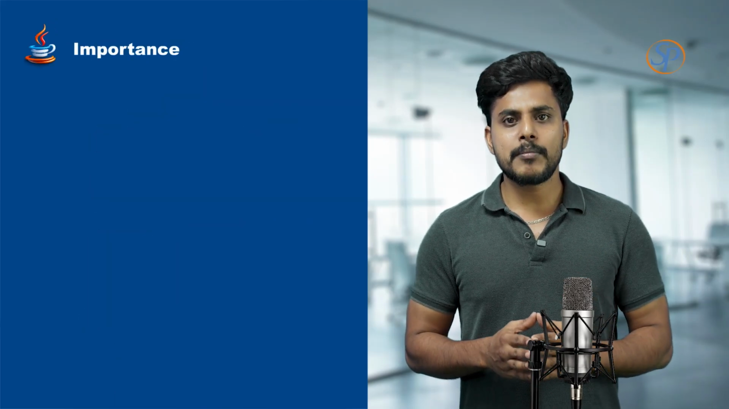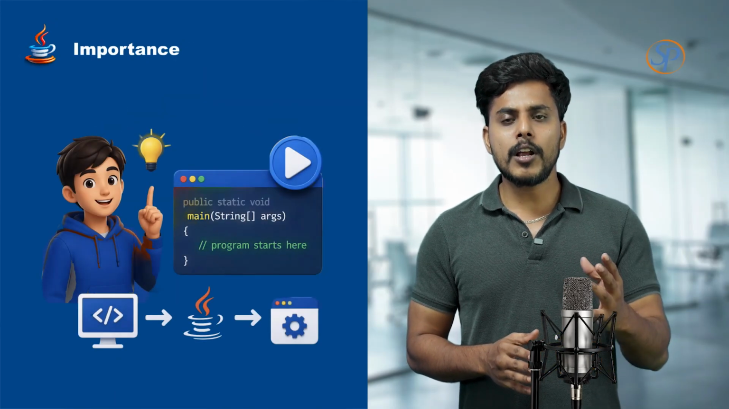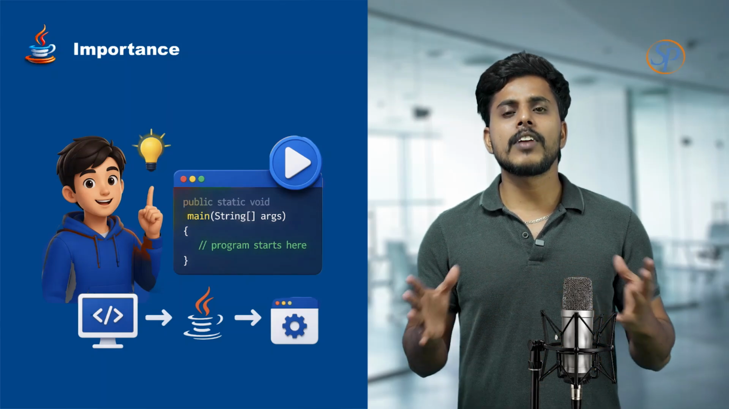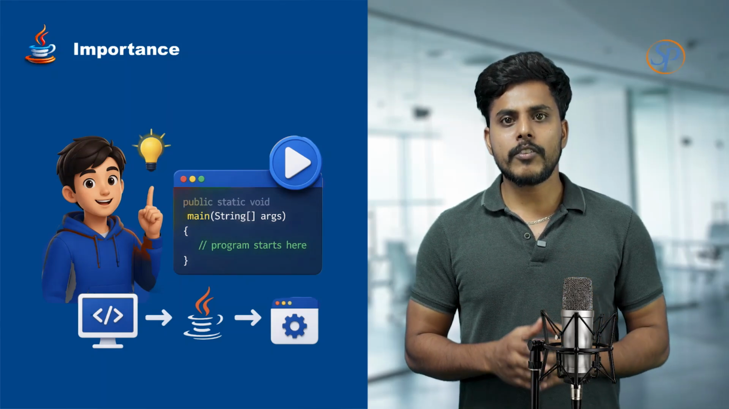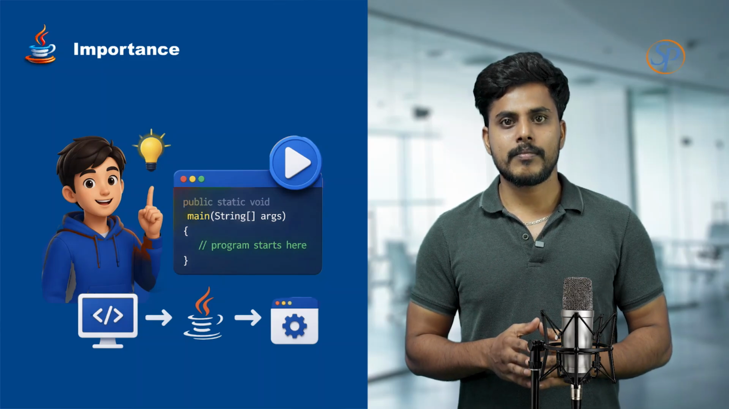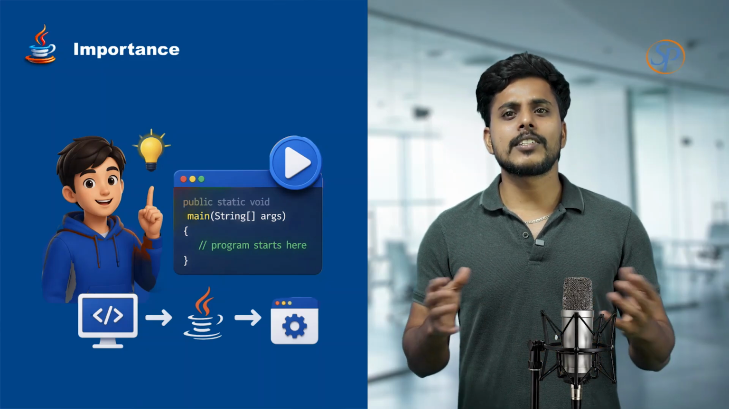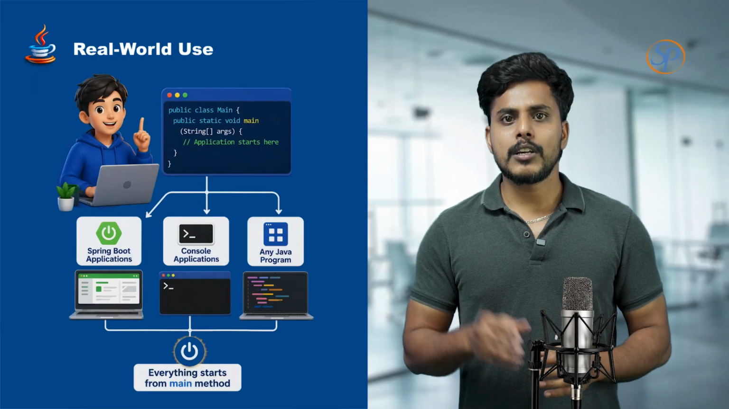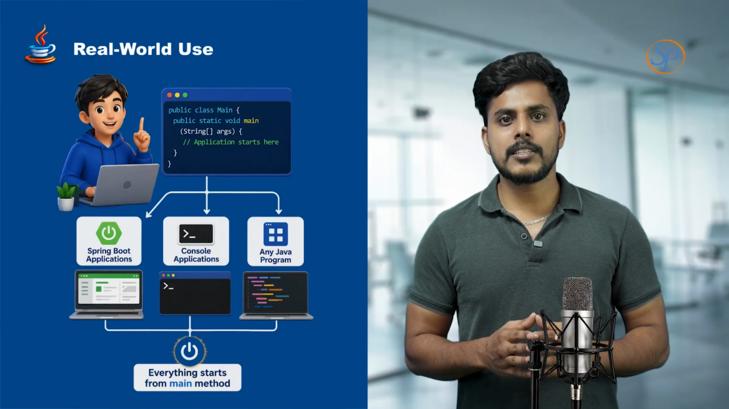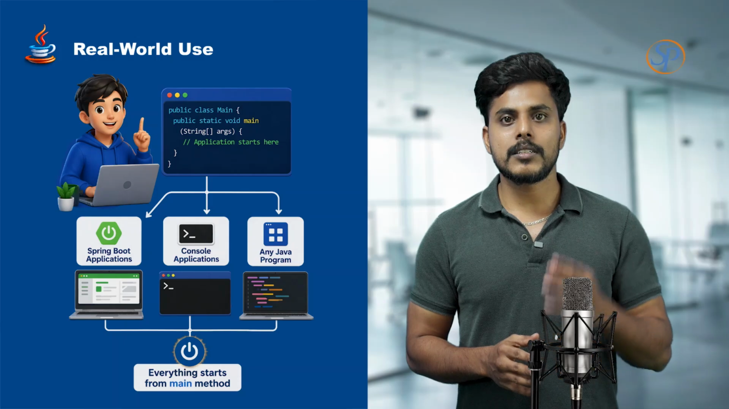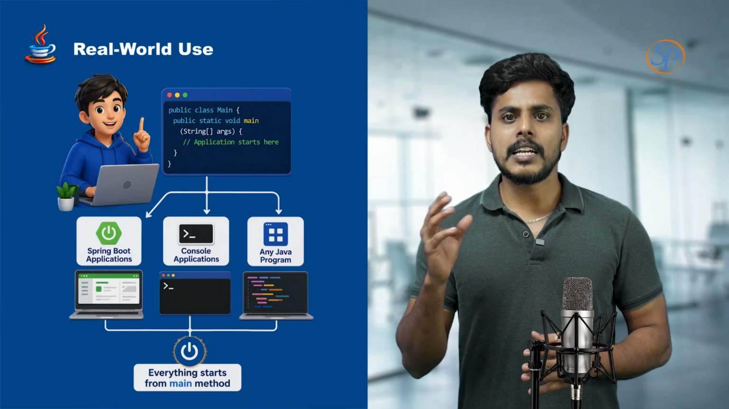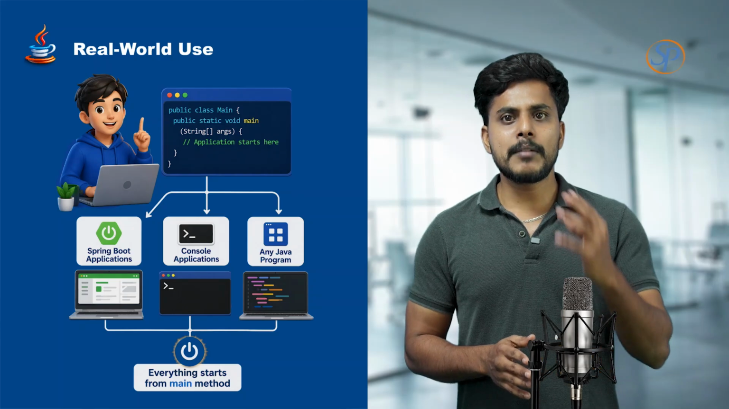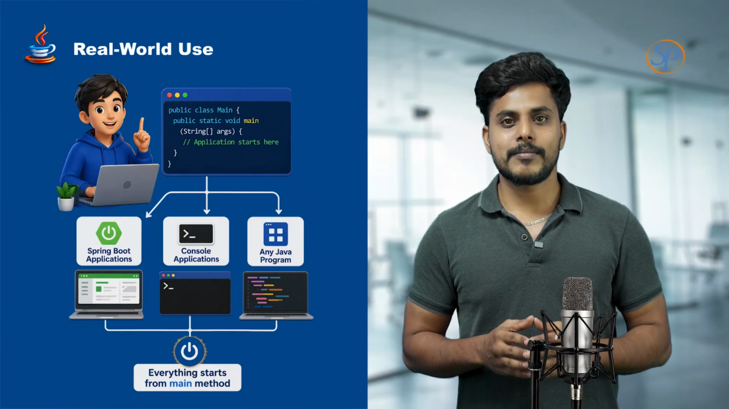Why is the main method important? Because the program starts from here. Without the main method, the program will not run. JVM looks for the main method first. No main method, no execution. In real projects, the main method is used to start applications. Example, Spring Boot applications, console applications, any Java program, everything starts from the main method. Main method is like a start button.